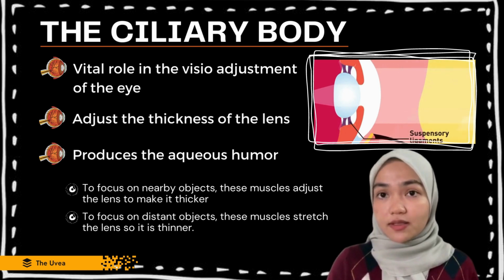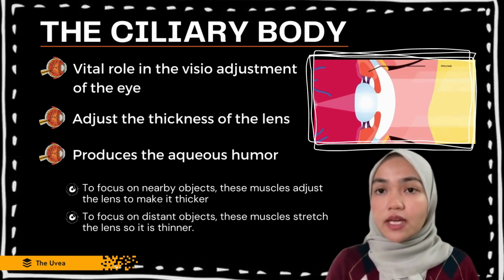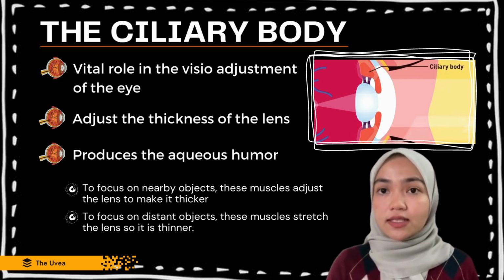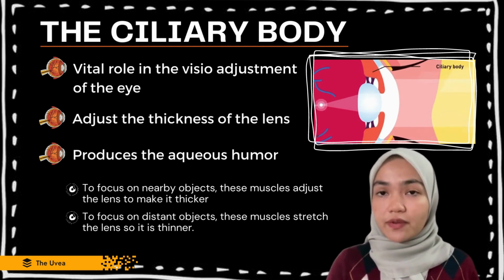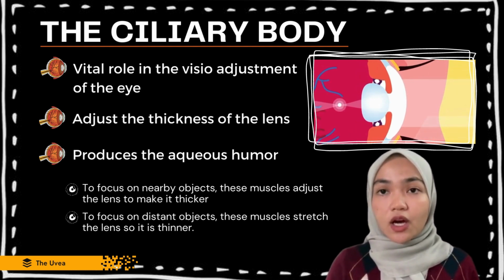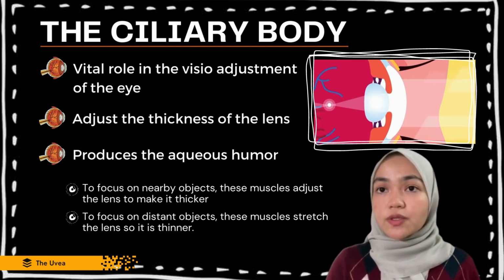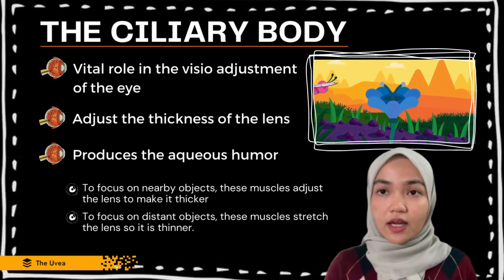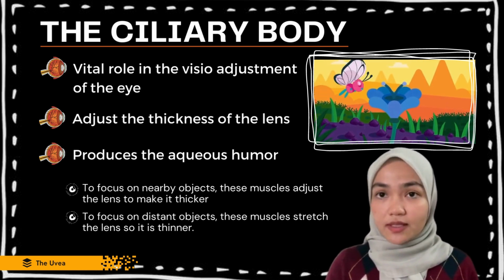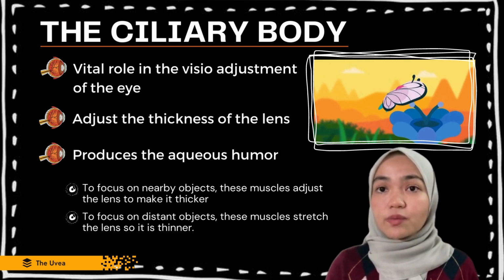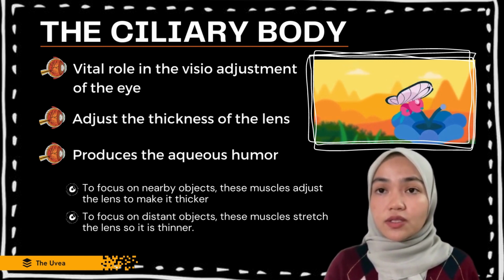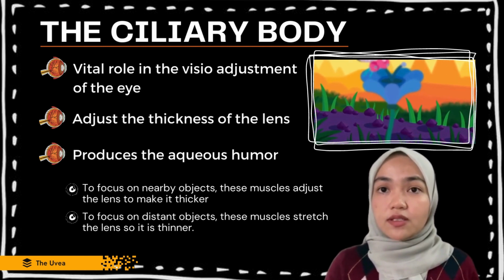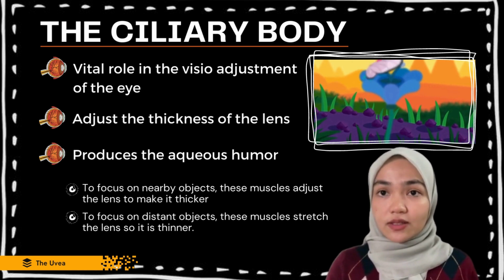A set of muscles and suspensory ligaments in the ciliary body adjust the thickness of the lens to refine the focus of light rays on the retina, and also produce the aqueous humor that fills the anterior segment of the eye. To focus on nearby objects, this muscle adjusts the lens to make it thicker, and to focus on distant objects, this muscle stretches the lens so it is thinner.